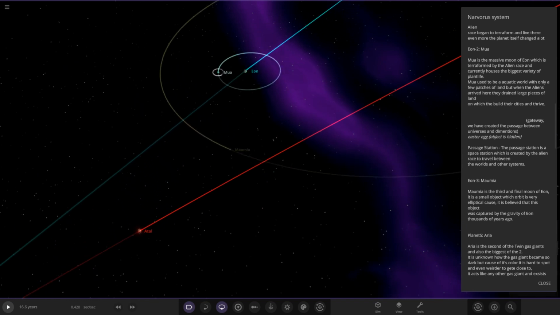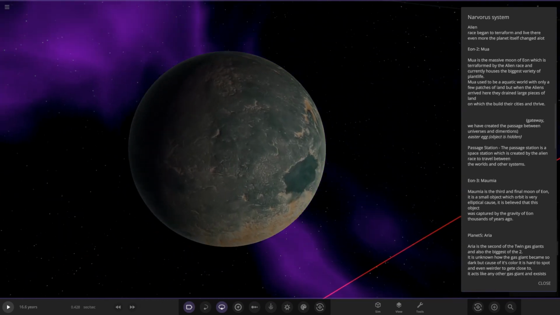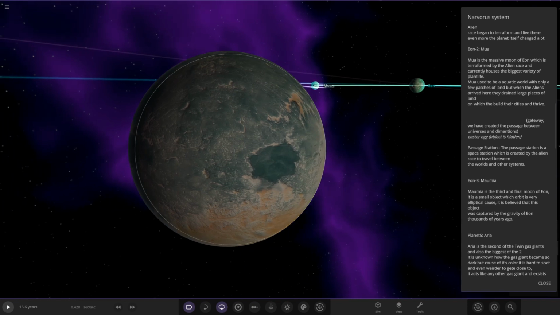Next up we got Mormia over here. It's the third and final moon of Eon. So there it is over there. It's a small object whose orbit is very elliptical because it is believed that this object was captured by Eon thousands of years ago. Cool, cool.